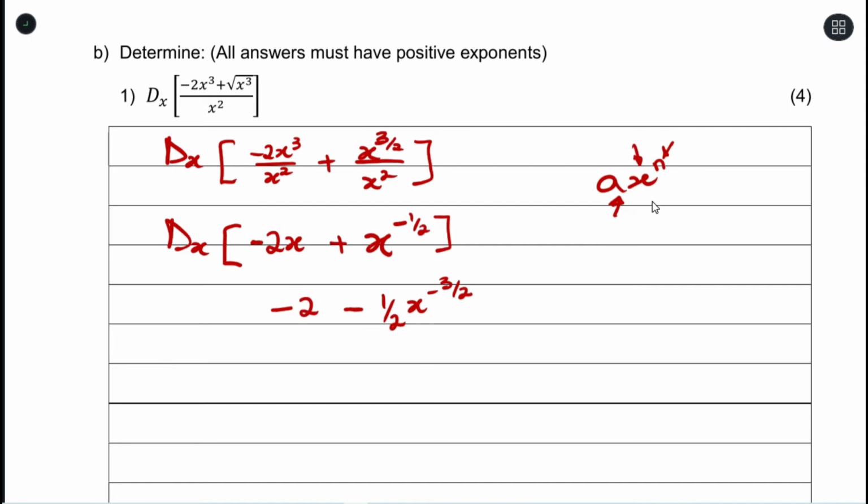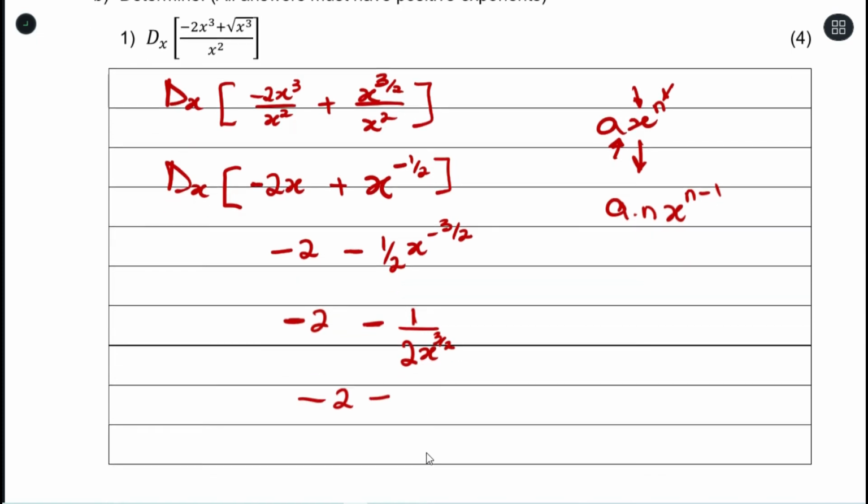And a quick refresher, on differentiation. If you want to differentiate something like this, it is a times n times x to the n minus 1. We multiply the power by the coefficient, and from the power we subtract 1, right? So this negative half times 1 here would give you negative half, and negative half minus 1 gives you negative 3 over 2. The same thing happens here also. And with this, you would have... now, since they wanted our answers in positive exponents, we can leave it like this.